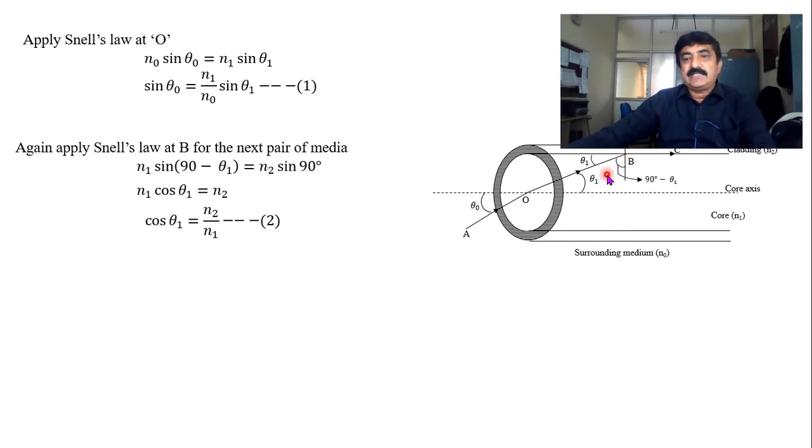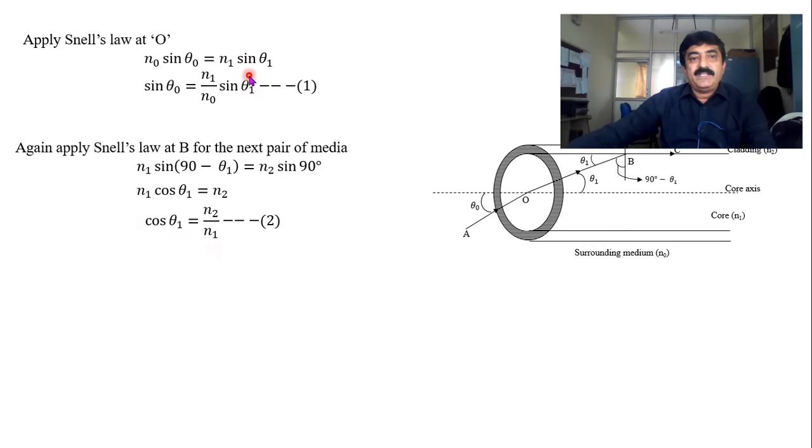When you apply Snell's law here, I already told you this is the angle of incidence, that is 90 minus theta 1. So N1 sin I, that is sin of 90 minus theta 1, is equal to N2 sin R. R is already 90 degrees. Well, simplify. Sin of 90 minus theta is cos theta. So I have N1 cos theta 1 equals N2. Next, cos theta 1 is equal to N2 by N1.